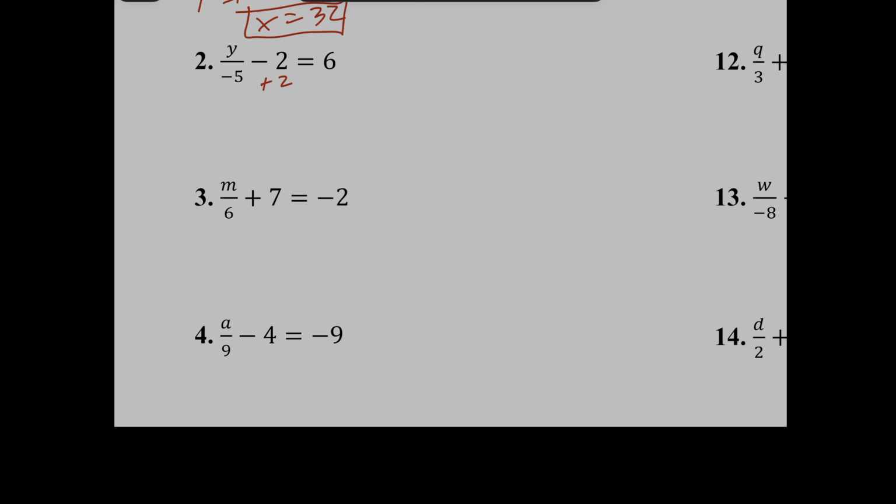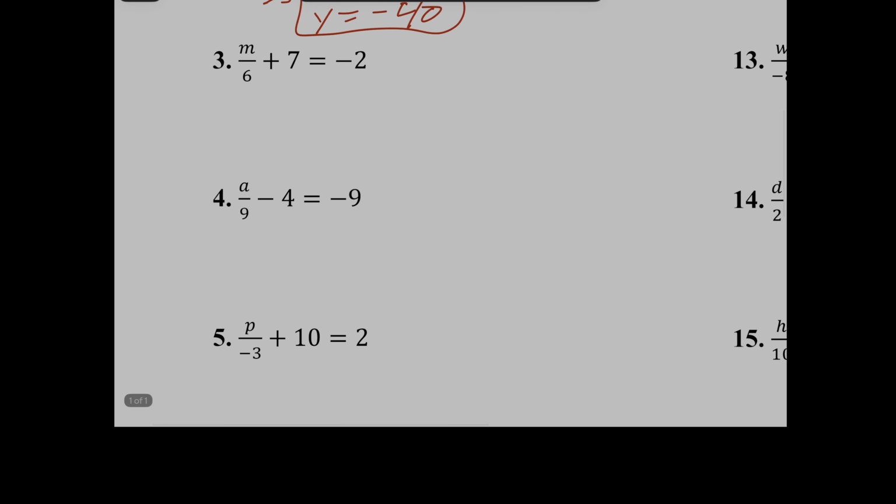The first step is always letters on one side, numbers on the other. So do any adding and subtracting first. It's almost like backwards order of operations, right? Okay, we're going to multiply each side by -5. They die, and I'm left with y equals -40.